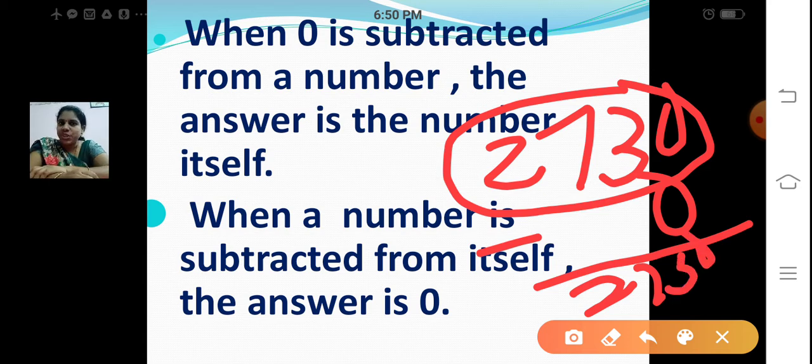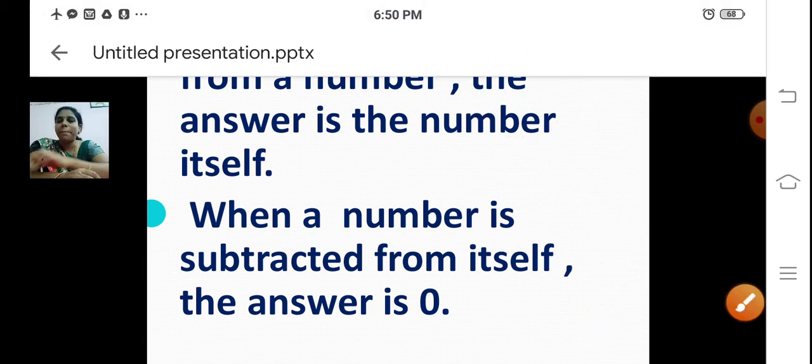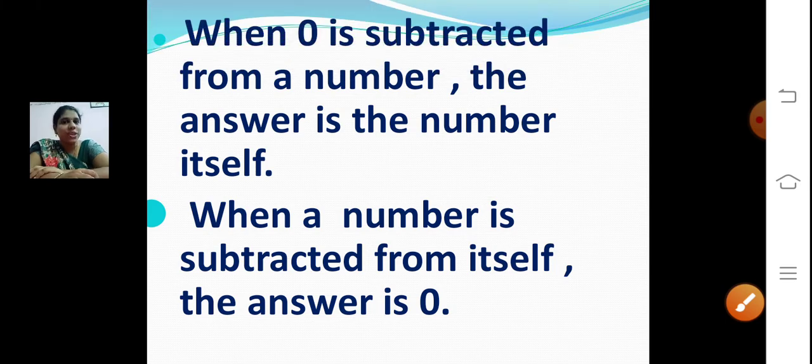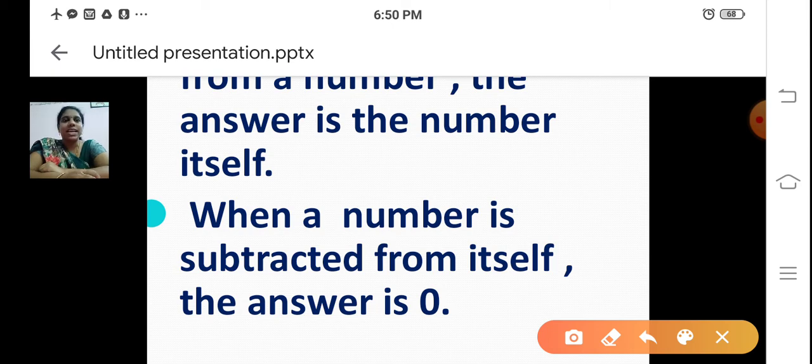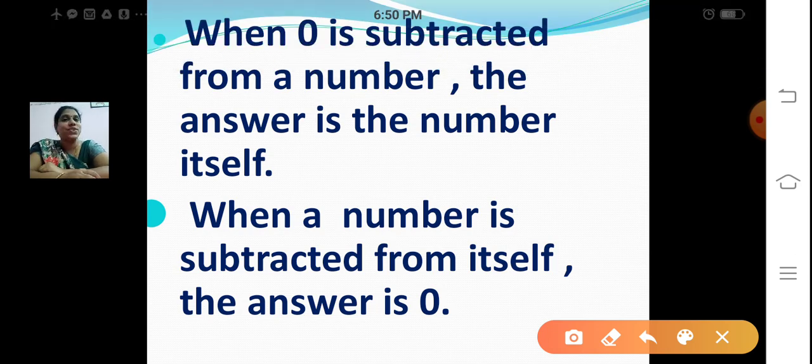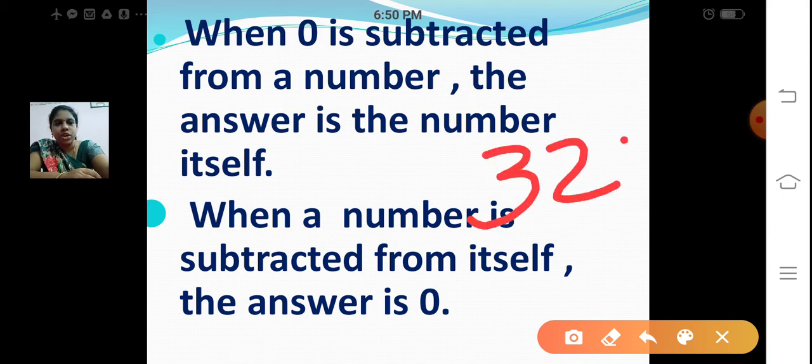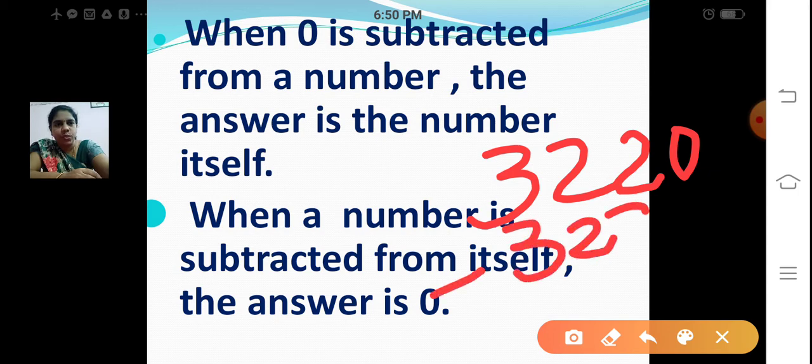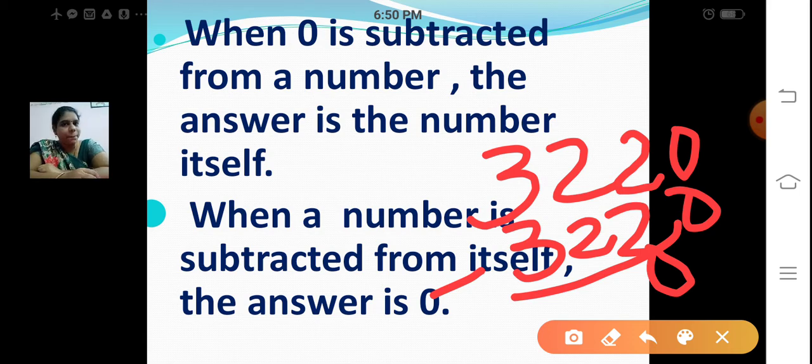When 0 is subtracted from a number, the answer is the number itself. When a number is subtracted from itself, the answer is 0. For bigger numbers also, same thing. I'm just taking one example, 3220 minus 3220. What will be my answer? 0. When a number is subtracted from itself, the answer is 0.